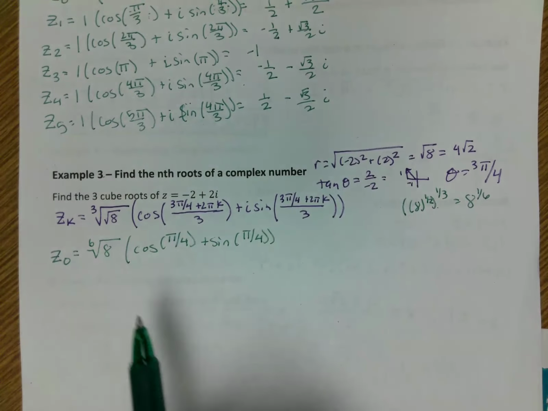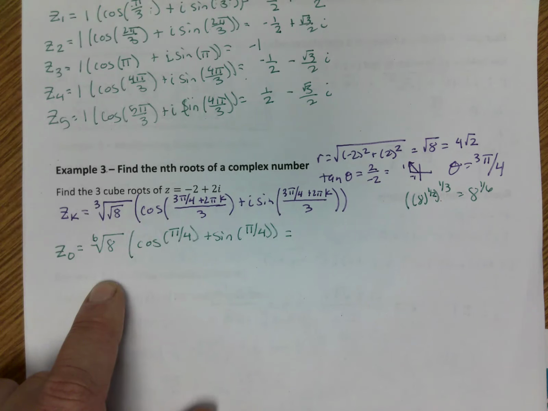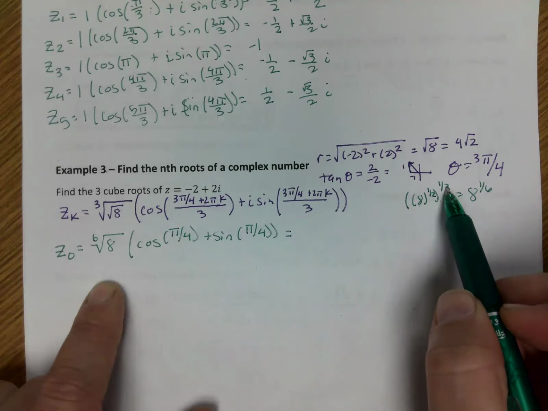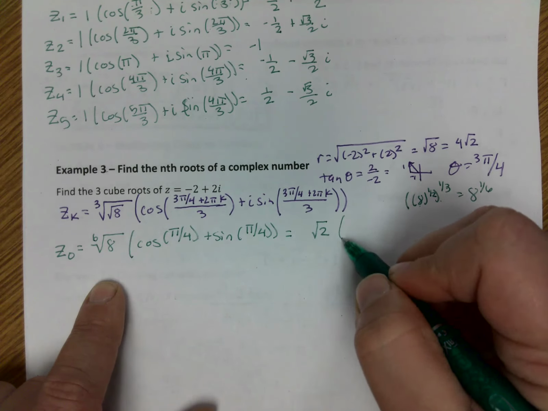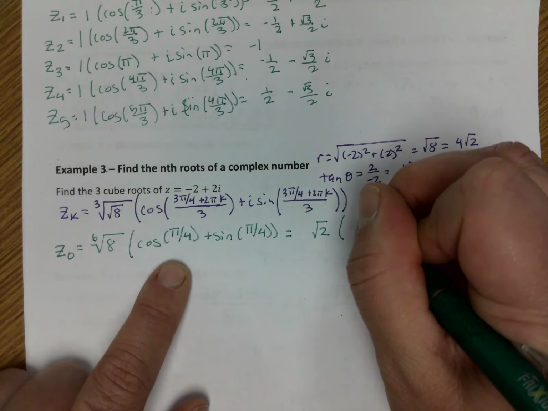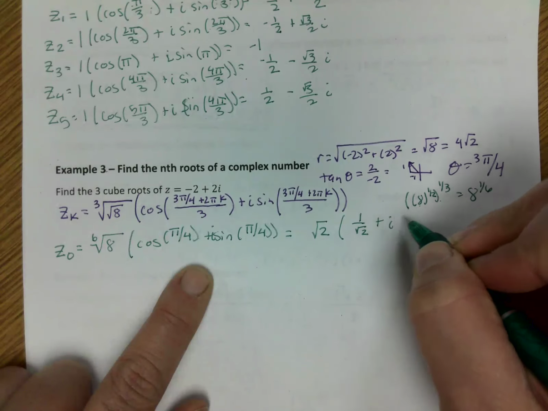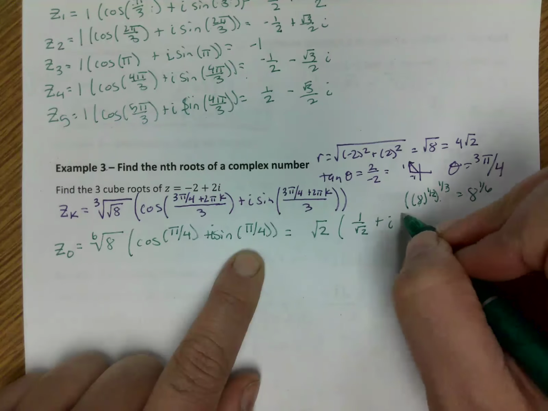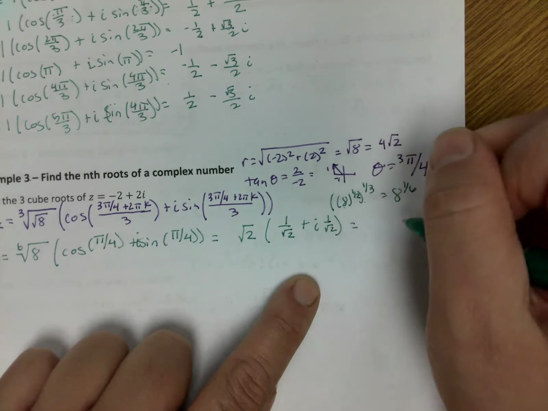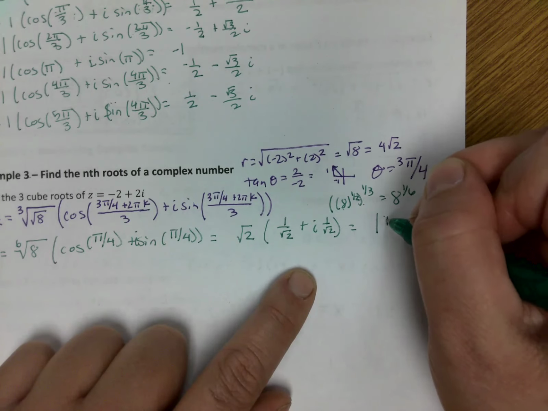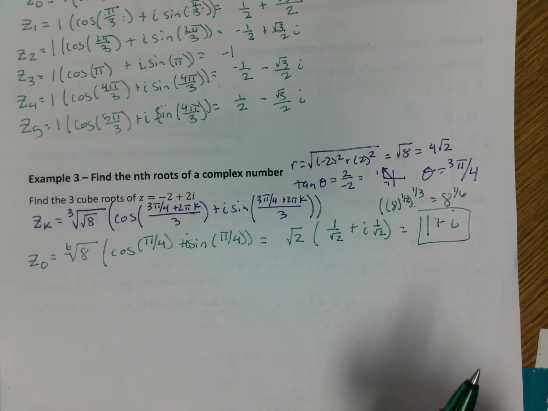So now, when I'm looking at this, I have the 6th root of 8. You could have also actually simplified this, because the 8 to the 1/3 power is 2. So this is also the same thing as the square root of 2. And then the cosine of pi over 4 is going to give me 1 over square root 2. And then plus, I forgot my i right here. The sine of pi over 4 is 1 over square root 2. So when I simplify this, I can multiply this in, and this actually becomes 1 plus i. 1 plus i. The next numbers are not going to be so nice.